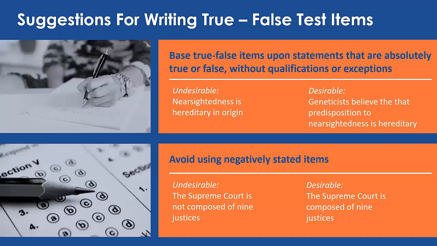Base true-false items upon statements that are absolutely true or false without qualifications or exceptions. If you read that without looking at the example, you would think that would be a given, because that's just going to be students knocking at your door, contesting your test. But if you look at the way they phrase the 2 true-false questions, then that kind of puts it into context. So you want to make sure that you provide the students with all the information necessary in a succinct manner. Well, can I ask a question, Ellen?